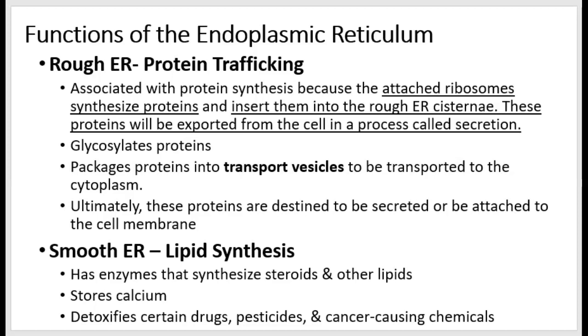Instead, the smooth ER contains enzymes that synthesize lipids, including steroids like cholesterol. The lipids made in the smooth ER will also be put into transport vesicles that will bud off of the smooth ER. In addition, the smooth ER is also a site of calcium storage and detoxification of certain drugs, pesticides, and cancer-causing chemicals.